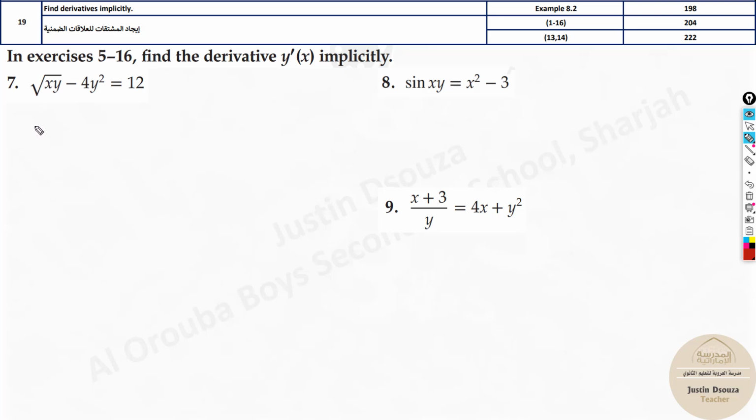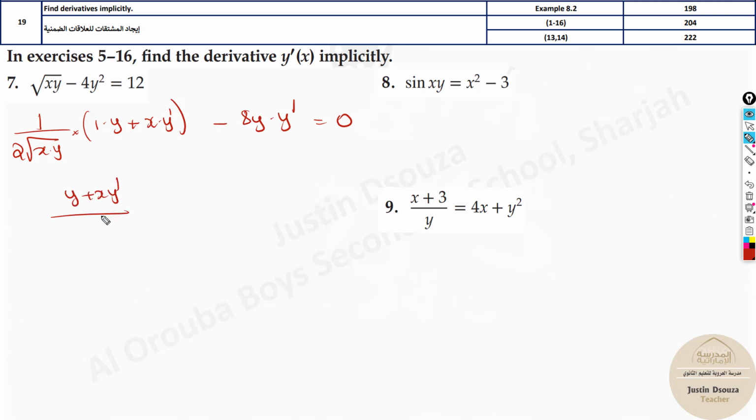So first, when you derive it, it'll be 1 by 2 root of xy. Then derive whatever is inside. You have to use the product rule over here. It'll be x dash, that is 1, multiplied by y plus x into y dash, minus 2 comes down to be 8y into y dash. Only when there is y, you need to apply this y dash. So you can simplify this. It'll be y plus xy dash divided by 2 root xy minus 8y into y dash.